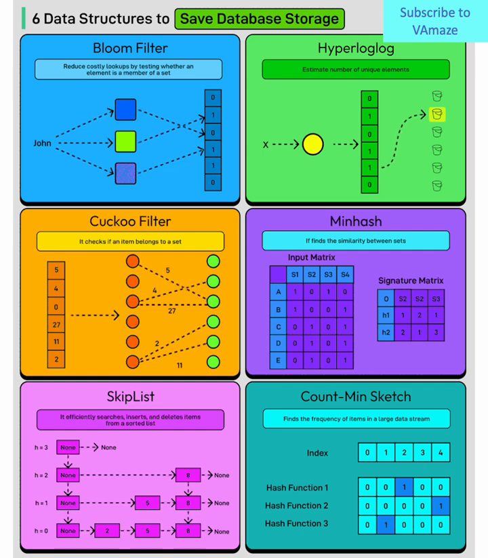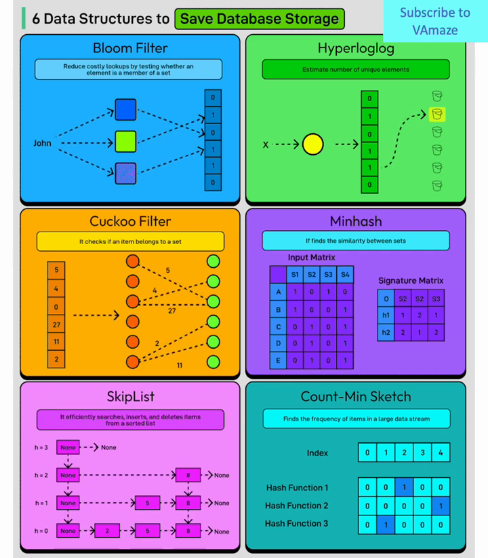When you want to check if an element exists, hash the element with all functions. Check if all corresponding bit positions are set to 1. If any bit is 0, the element definitely doesn't exist. If all bits are 1, the element might exist, requiring actual lookup.